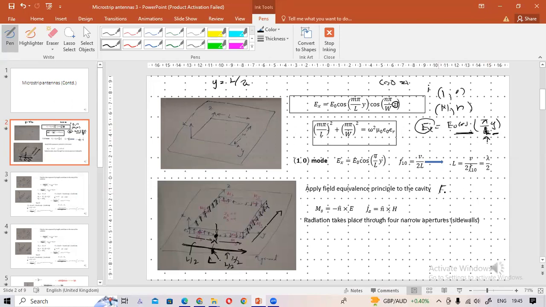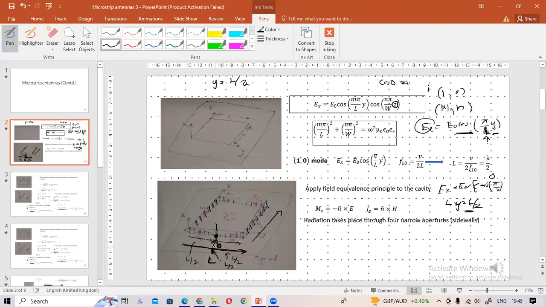So Ex is E naught cos(πy/L). This is the E field at y equal to L divided by 2. So that is cos(π/2). What is cos(π/2)? It is 0. So at this point, the E field will be 0.